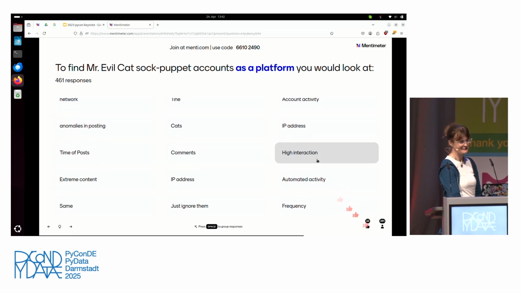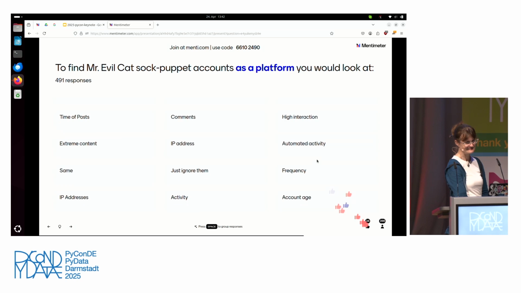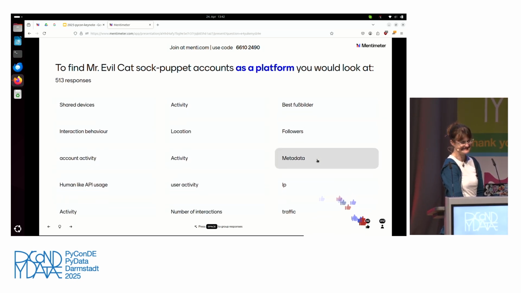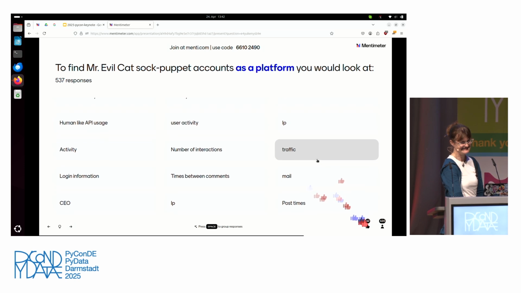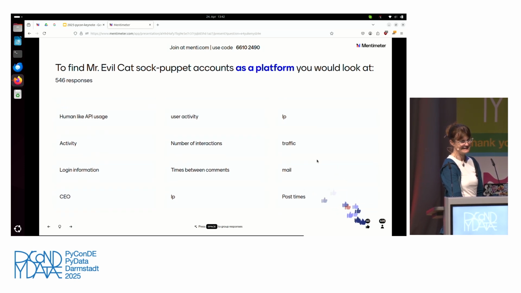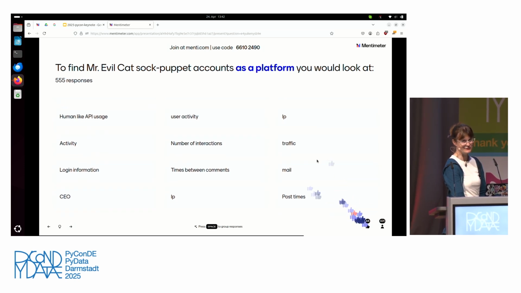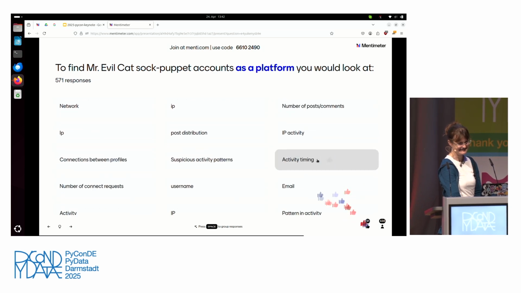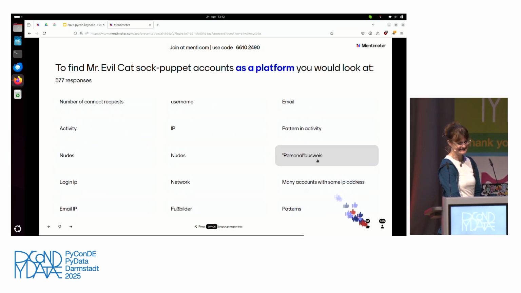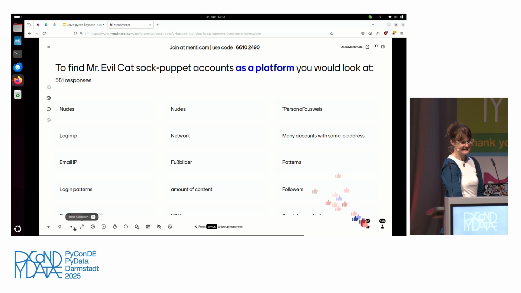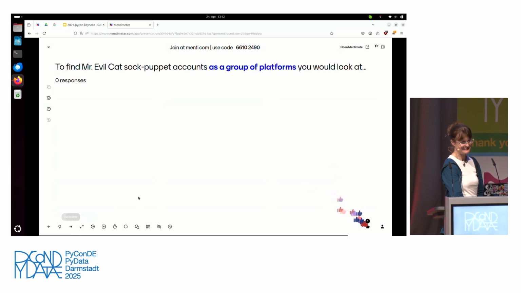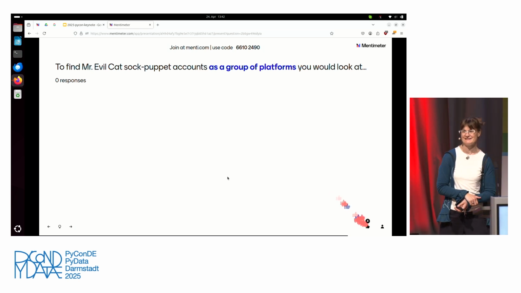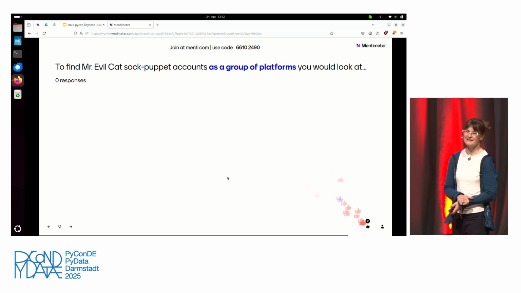Anomalies in postings is very nice. Human-like API usage. Human-like, but not human. Final step. Imagine those platforms would be cooperating. What would you be looking at now?